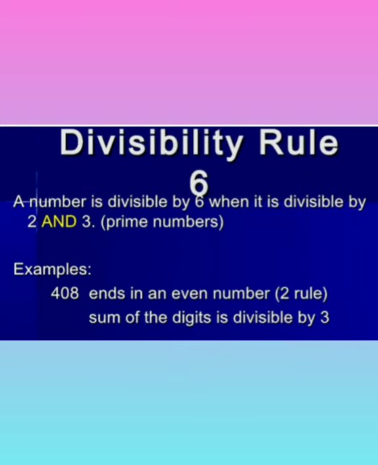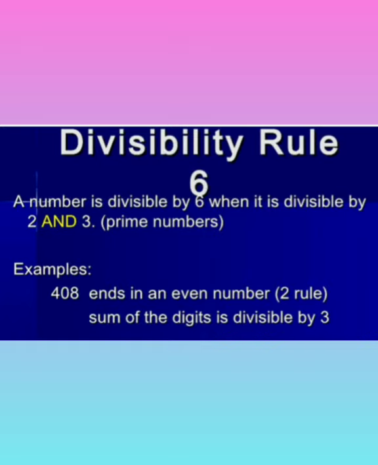Next one is divisibility by 6. A number is divisible by 6 when it is divisible by 2 and 3. Actually, you take one number; if that number is divisible by 2 and divisible by 3, then surely it will be divisible by 6.